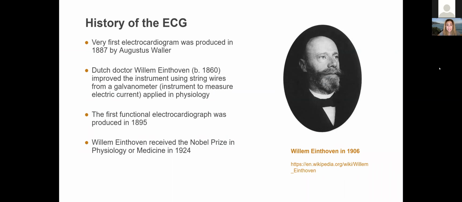The history of the ECG. The very first electrocardiogram was produced in 1887 by Augustus Waller. The Dutch doctor Wilhelm Einthoven, born in 1860, improved the instrument using string wires from a galvanometer, which is an instrument used to measure electric current, and applied this in physiology. The first functional electrocardiograph was produced in 1895, and Wilhelm received the Nobel Prize in Physiology or Medicine in 1924.